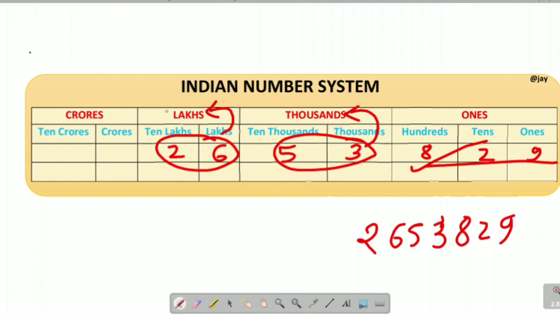For example, here 26 is in lakh period, so after 26, put a comma. Now 53 is in thousand period, so after 53 we will put a comma, then it is 829. So that was a simple way to put a comma. Okay, so next we will practice some more questions.